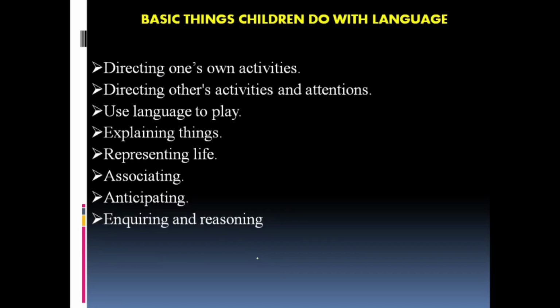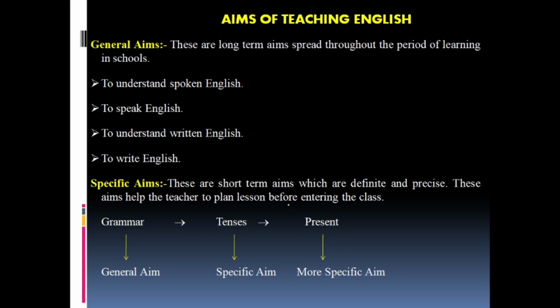Basic things children do with language: directing one's own activities, directing others' activities, and attention. Use language to play, explaining things, representing life, associating, anticipating, enquiring, and reasoning. Aims of teaching English. The general aims are as follows: to understand spoken English, to speak English, to understand written English, to write English. Specific aims. These are short term aims which are definite and precise. These aims help the teacher to plan lesson before entering the class.